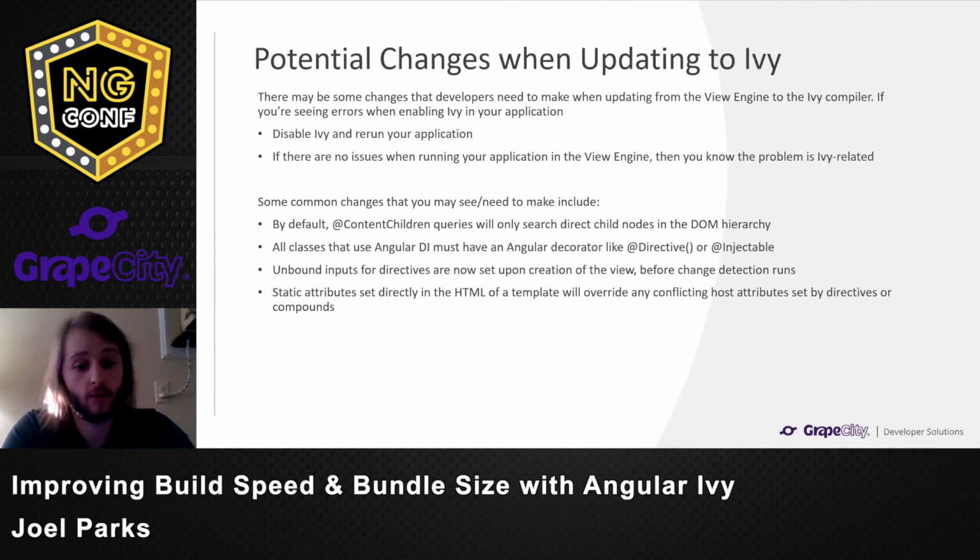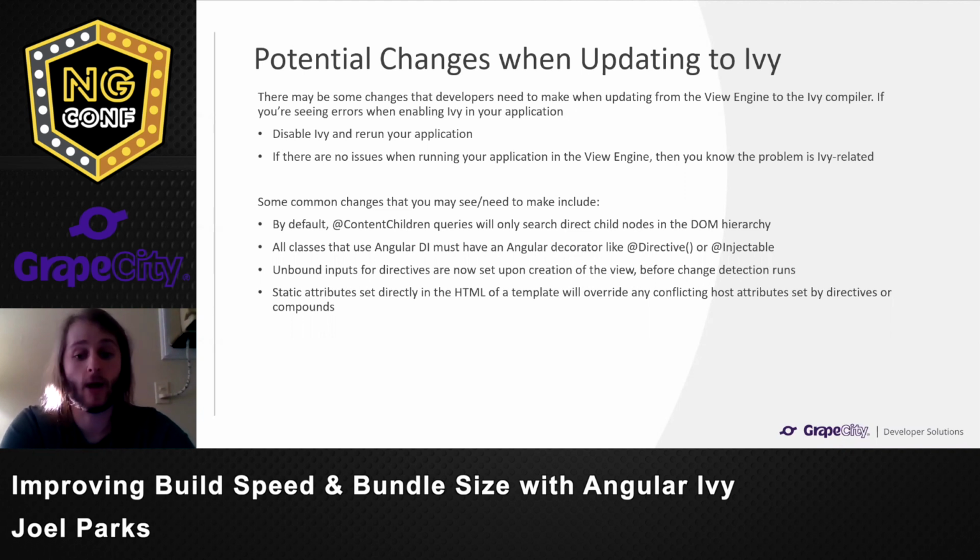By default, @ContentChildren queries will only search direct child nodes in the DOM hierarchy. Previously, they would search any nesting level in the DOM as long as another directive wasn't matched above it. All classes that use Angular DI must have an Angular decorator, like @Directive or @Injectable. Previously, undecorated classes were allowed in AOT mode only if injection flags were used.